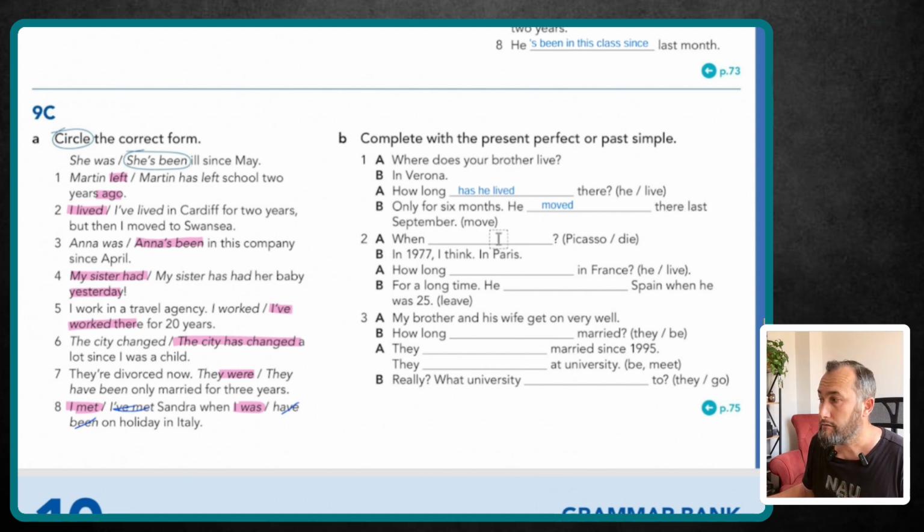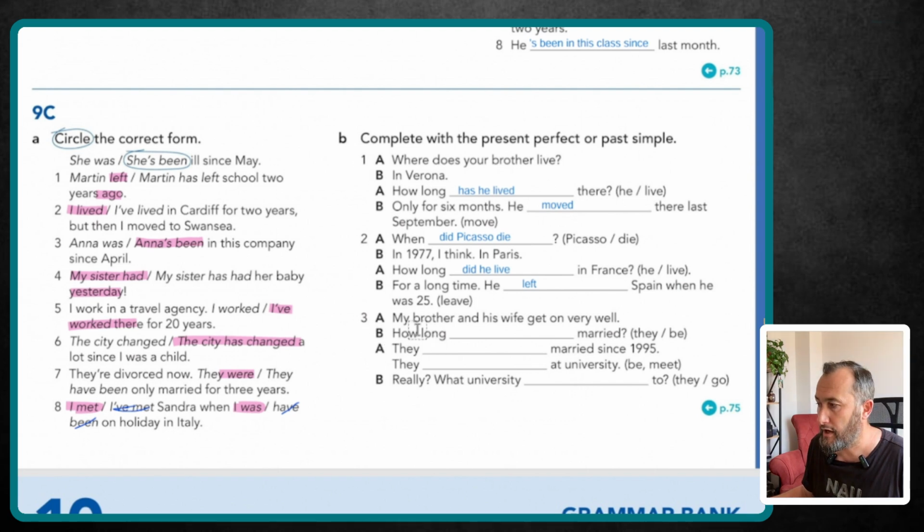Two. When Picasso. I'm talking about Picasso, and the answer is 1977. So we're talking about clearly past time. So I must use past simple. When did Picasso die? In 1977, I think, in Paris. Now, I'm talking about Picasso. So how long did he live in France? For a long time. He left Spain when he was 25.